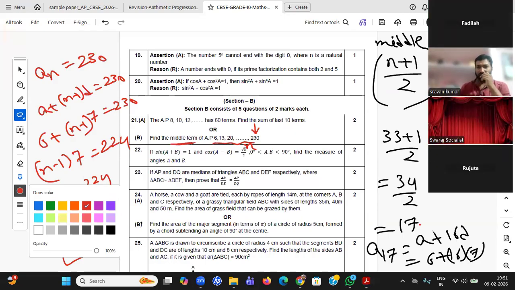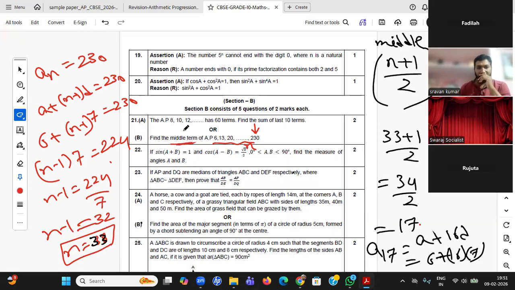Doubt, sir. Any doubt? Yes, sir. What is the doubt? This is the middle term one. Could you explain again? Middle term, student.